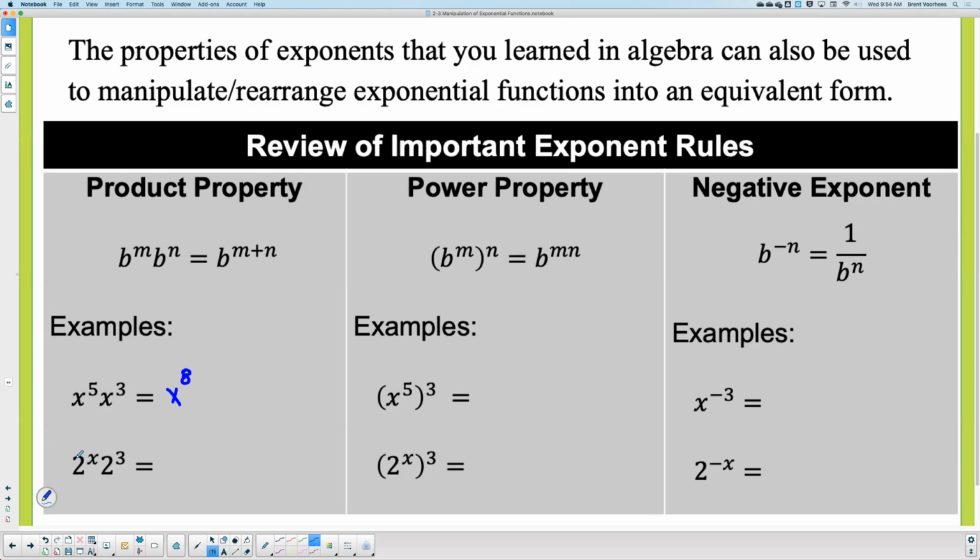Okay, what about here? 2 to the power of x times 2 to the power of 3. Well, it's the same base, so I can combine them. It would be x plus 3. Do we know what x is? No, so we have to leave it as x plus 3.